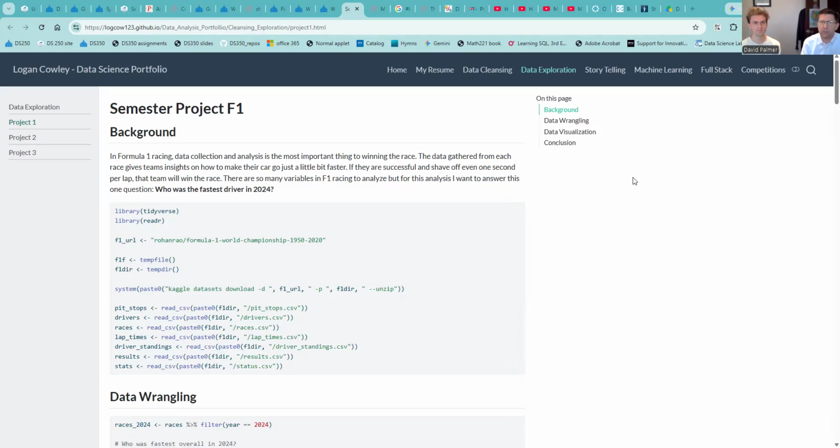He's here to talk to us about his project where he's wrangled some data and made some cool visualizations. So, Logan, maybe just start off by telling us what's your overarching research question and why did you choose to look at that? Yeah, that's a good question. So my overarching research question was who was the fastest F1 driver in the 2024 season?